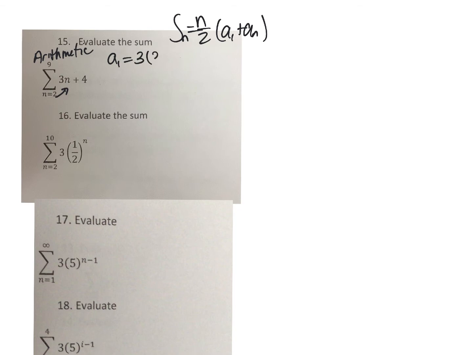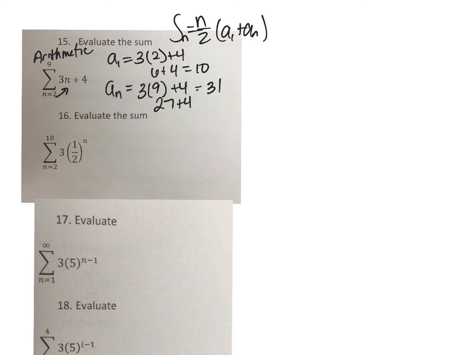So that's 3 times 2 plus 4, which is 6 plus 4 equals 10. Plug the top in to find an. The top is 9, so 3 times 9 plus 4, 27 plus 4 equals 31. So my a1 is 10, my an is 31.